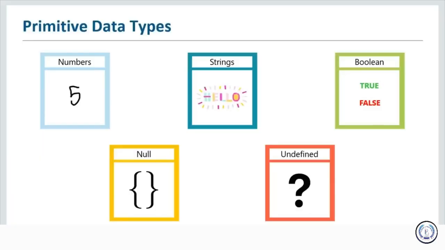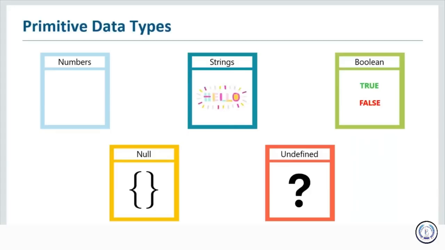Okay, primitive data types. Now guys, there are different types of values that you can assign to a variable. In JavaScript we have two categories of data types. One is primitive data types and the other is reference data types. Primitive data types include numbers, strings, boolean, null, and undefined. Reference data types, on the other hand, include objects, arrays, and functions.